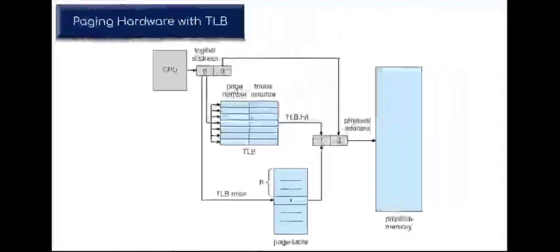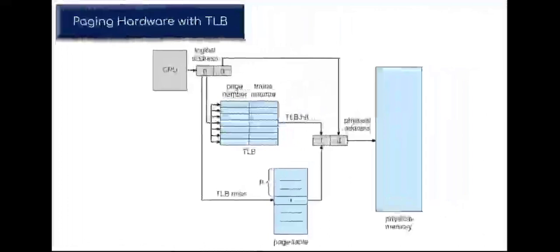So what will happen here: the CPU will, as usual, generate the logical address, and the page number P will first be searched in this TLB, the translation look-aside buffer. If it is available, then faster access will be given, and its corresponding frame will be given directly from the TLB itself. If the page number is not available, it means that page number is not frequently accessed. In that case a miss will happen, and due to that we have to go to the page table, search there, and then things will proceed.